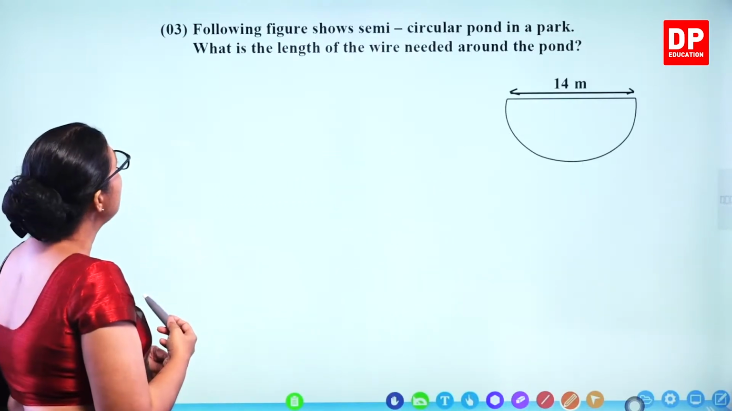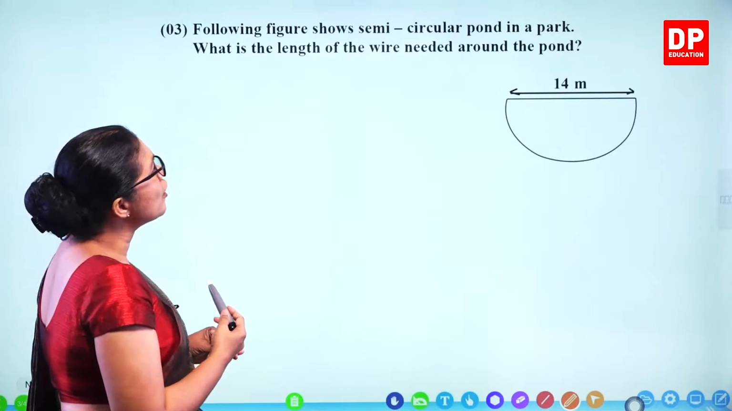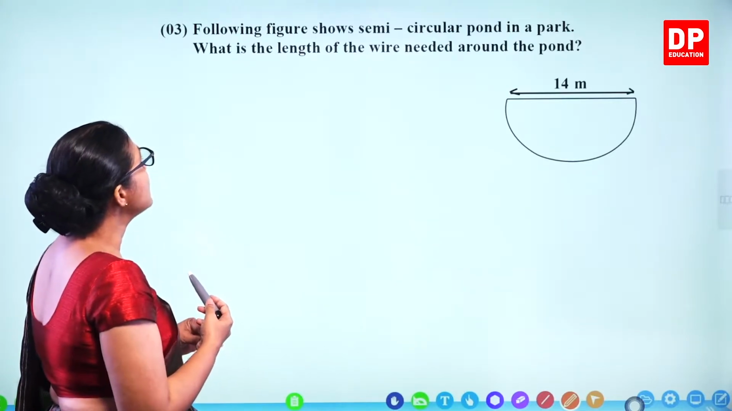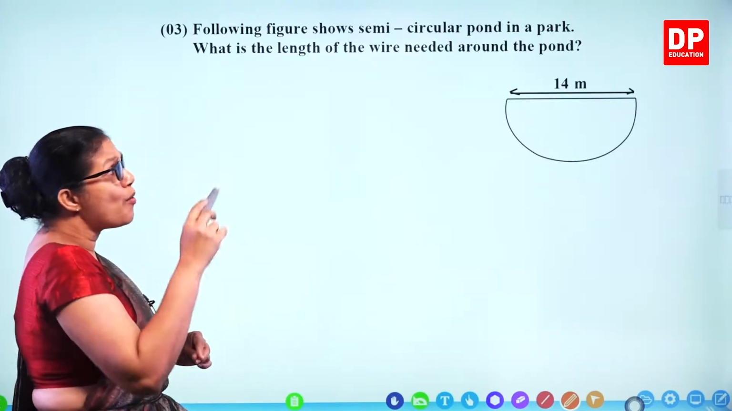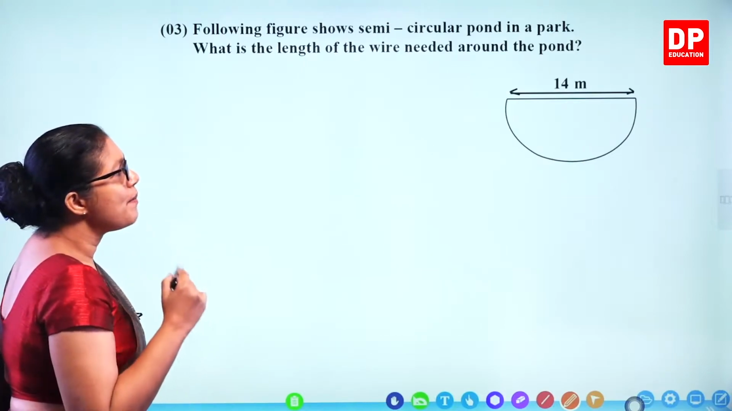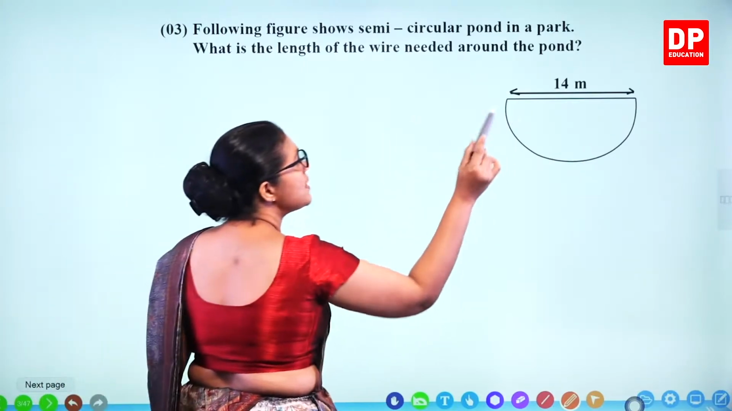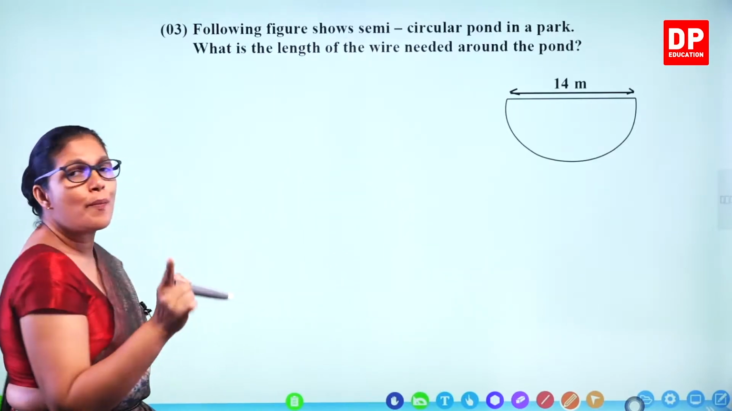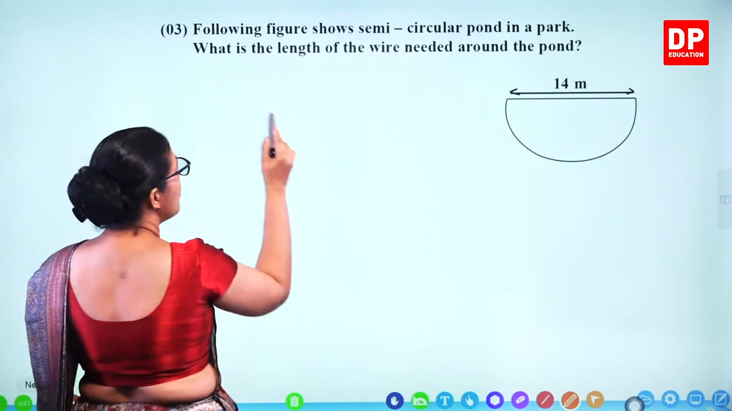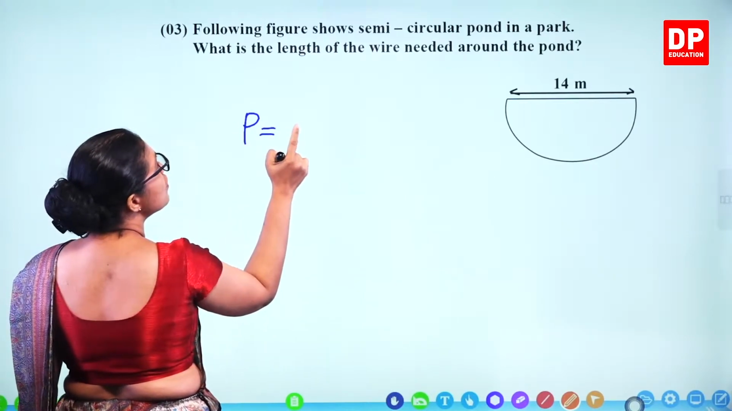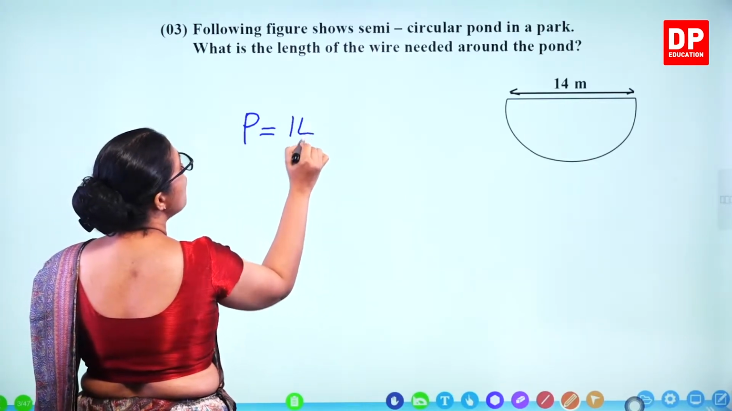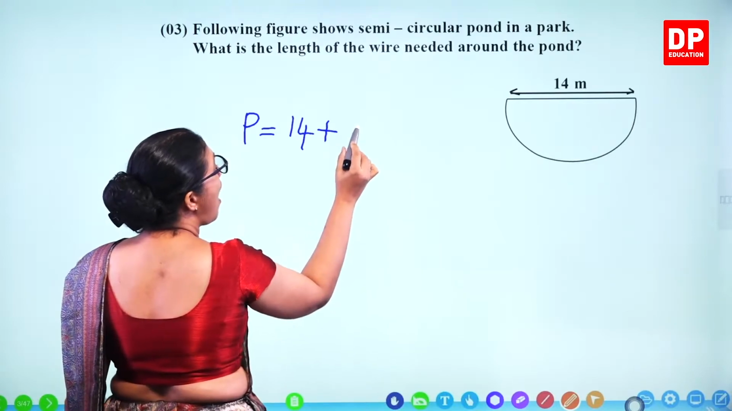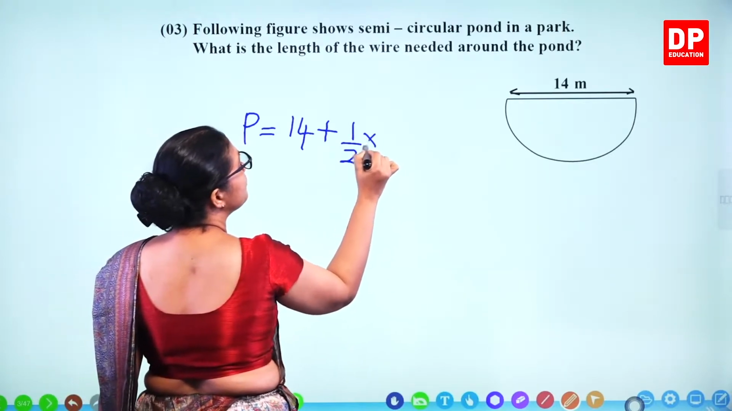Question number 3. The following figure shows a semicircular pond in a park. What is the length of the wire needed around the pond? So that's the perimeter. This is a semicircle. So what is the arc length? Half into 2 pi r. And to get the perimeter, you have to take 14 as well. 14 plus half into 2 pi r.